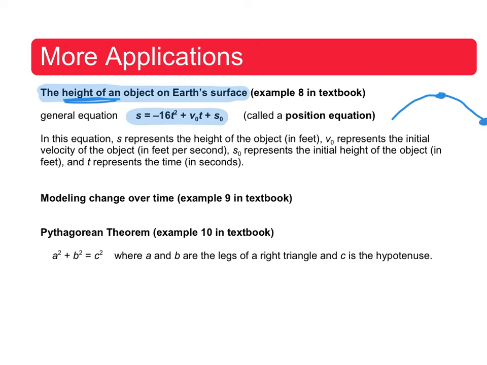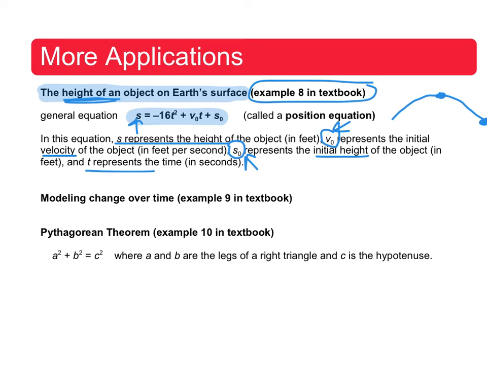So if we look at the formula, the S is representing the height. The V naught, V sub 0, is the initial velocity. And then the S naught, or S sub 0, represents the initial height. So the starting velocity, the starting height, and then T represents time. So you will see if you look at example 8 in the textbook, there's an example for that equation.